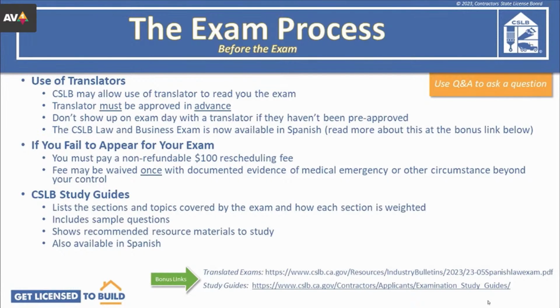Also, we have study guides available for each of our exams. Included in each study guide, you'll find a list of sections and topics covered by the exam. They also include sample questions, how each section of the exam is weighted, and recommended resources that you can use to prepare for the examination. These study guides are available online on our website. There's a bonus link to them on the bottom of the screen. These study guides are also available in Spanish.